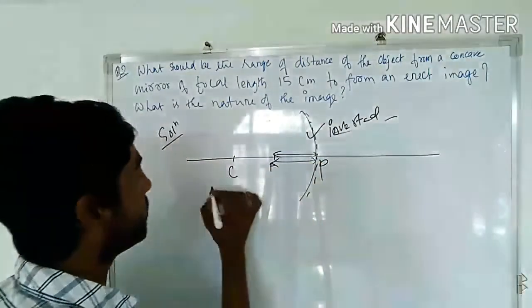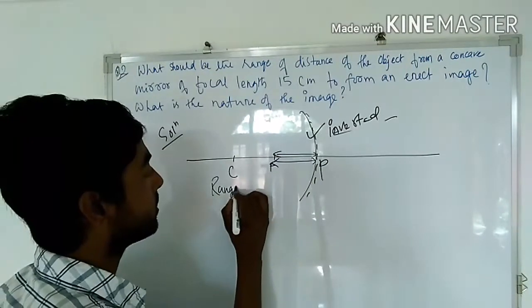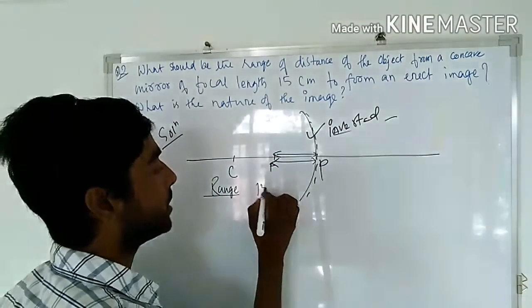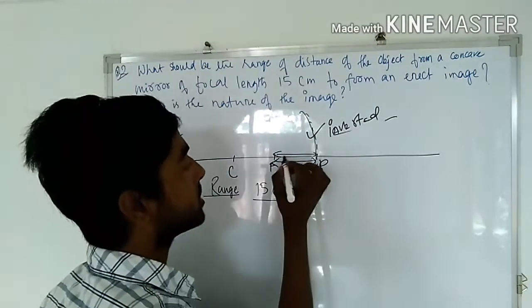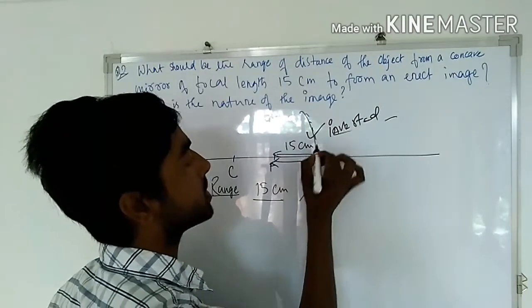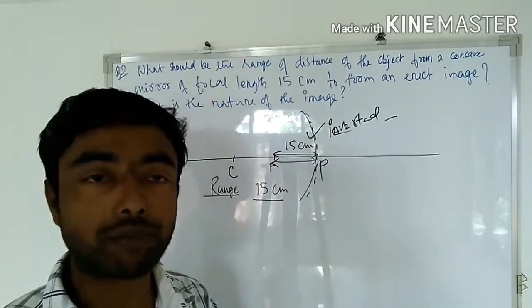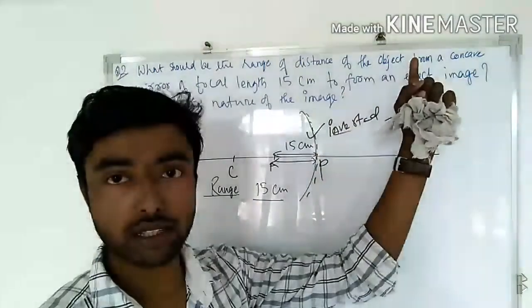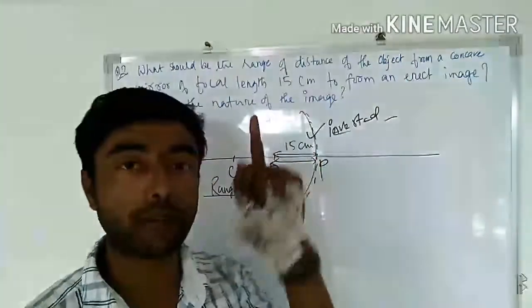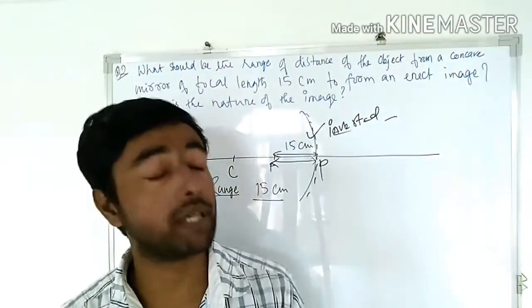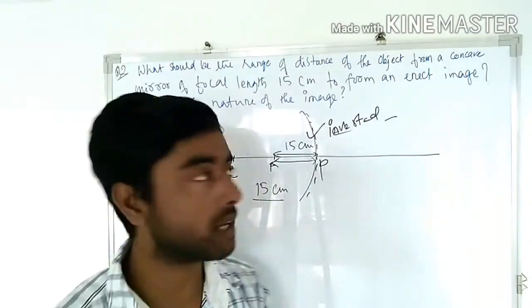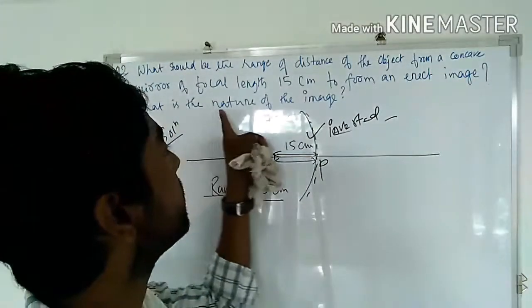That means the range will be 15 centimeter. Why? Because this much distance is 15 centimeter. This is the range of the object distance. Clear? This is the range where you have to place the object so that the mirror forms only an erect image. Clear?